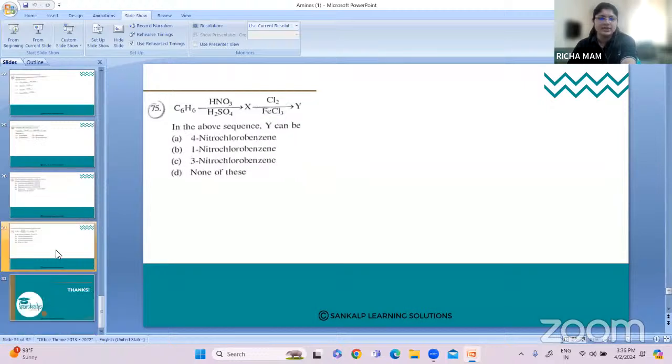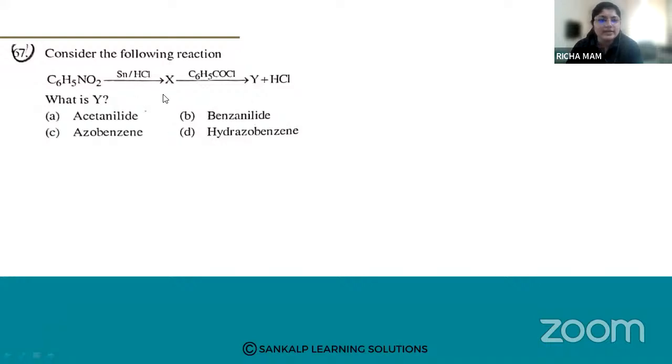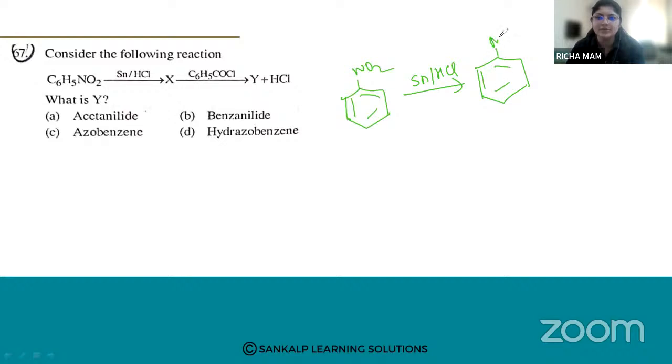Okay, so these are the same reactions. Take this one question. We have done this, but still you can try. We have nitrobenzene. I treat it with tin and HCl, and I'll yield aniline, because I'm doing reduction. This I'm going to treat with benzoyl chloride, an acyl chloride, C double bond O, Cl. So what am I going to obtain here?